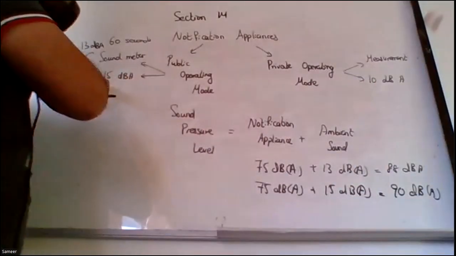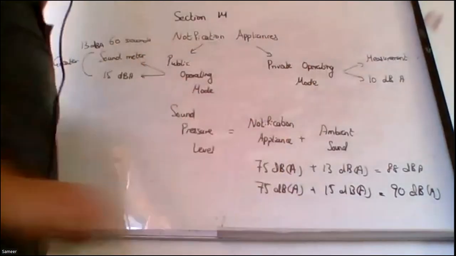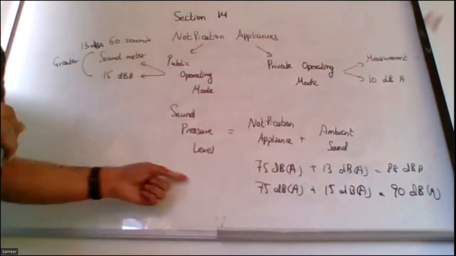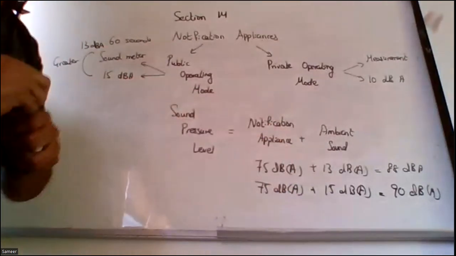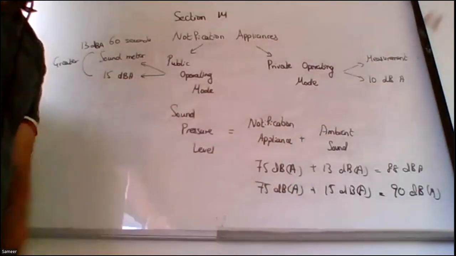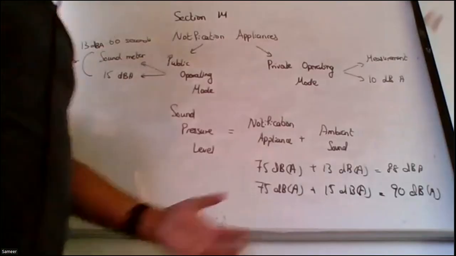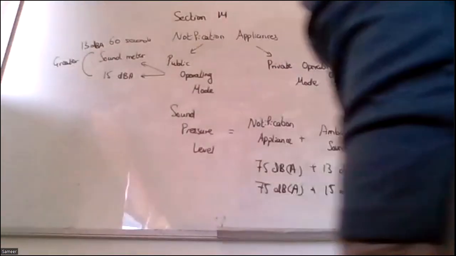Here it was 15 dBA. In the private operating mode, I will add 10 dBA. There I will calculate whichever is greater, and add it. And that will be the sound pressure level of my notification appliances. So sound pressure level is very important for my notification appliances.